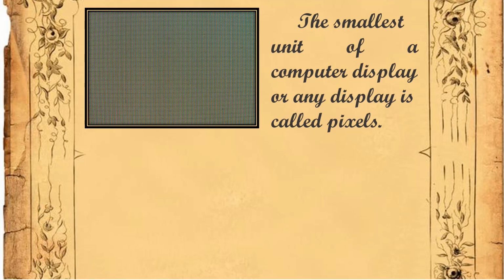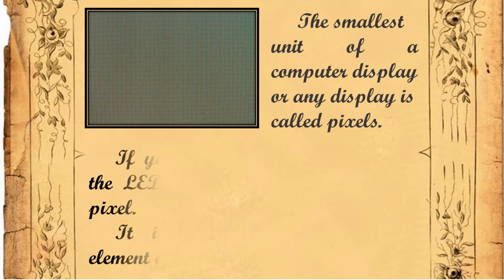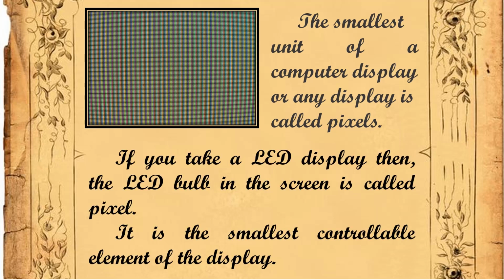So, let me start by telling you what a pixel is. A pixel is the smallest unit of any display. It may be a TV, a monitor, a phone, etc. If you take a LED screen, then the smallest LED bulb in the screen will be a pixel. It is the smallest controllable unit of any display.